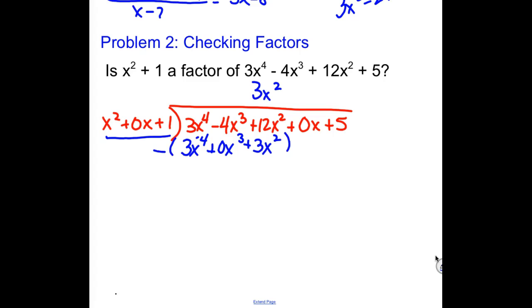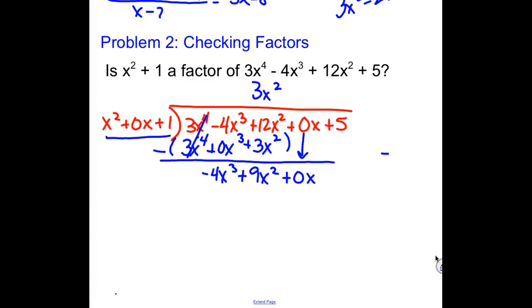I need to subtract that whole polynomial. My first column disappears. 3x to the 4th minus 3x to the 4th would be 0. My second column, I have a negative 4x cubed. I'm subtracting nothing, so I still have a negative 4x cubed. In my third column, I have a 12x squared, and I am subtracting 3x squared. That leaves me with 9x squared. I'm going to bring down my next term, which in this case is a 0x. And I'm going to repeat the process.